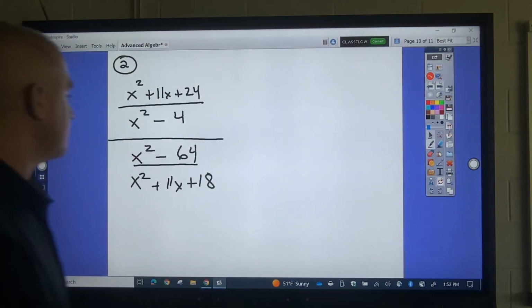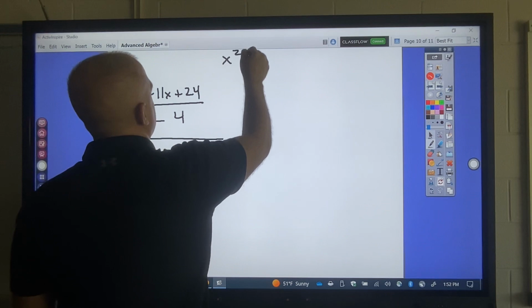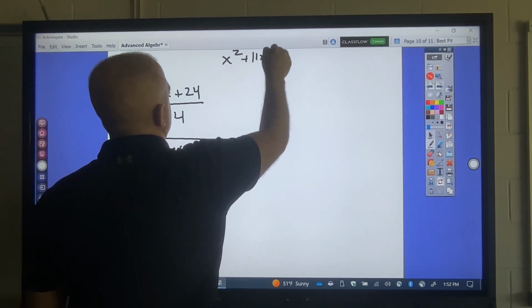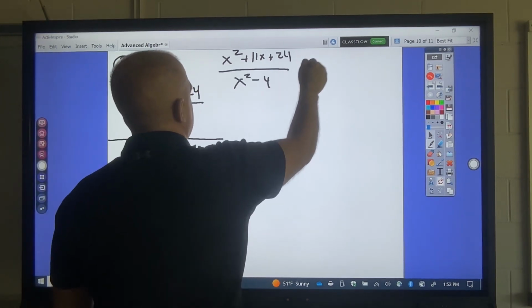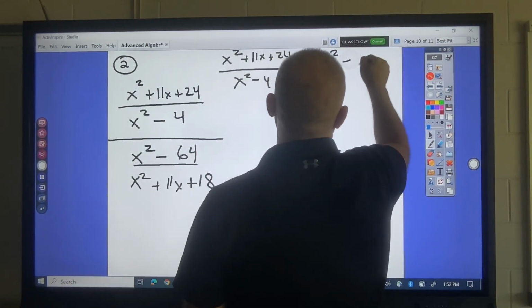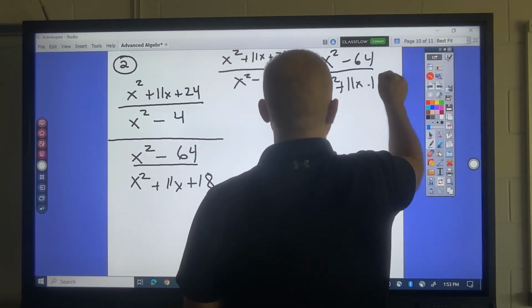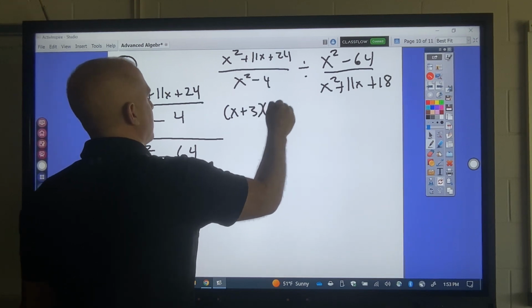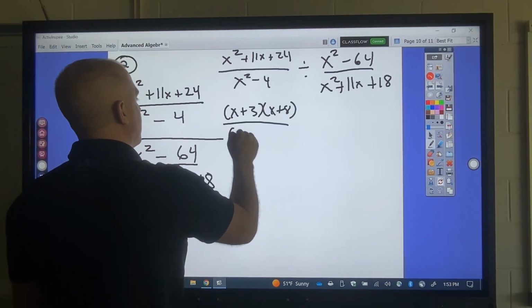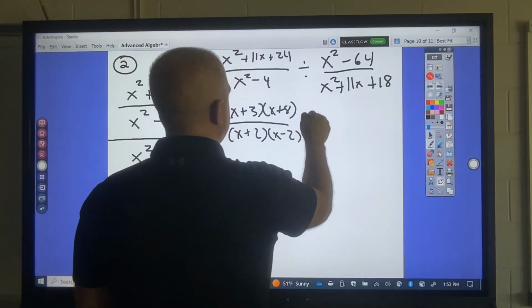All right, let's take a look at this one. What would this mean? I'd have x squared plus 11x plus 24 all over x squared minus 4 divided by x squared minus 64 over x squared plus 11x plus 18. If I factor that, that's x plus 3, x plus 8. This is x plus 2, x minus 2, divided by.